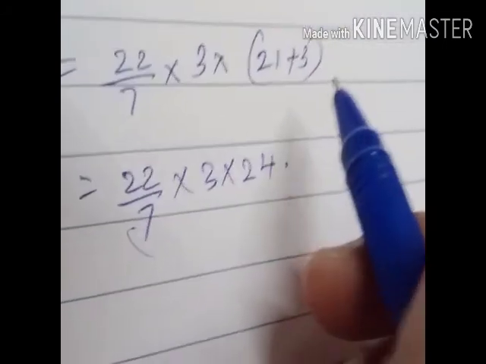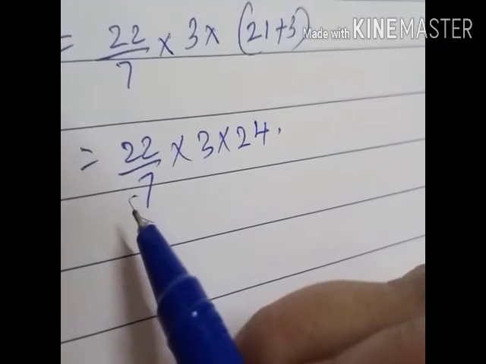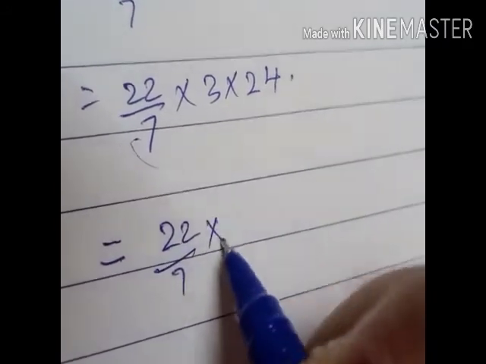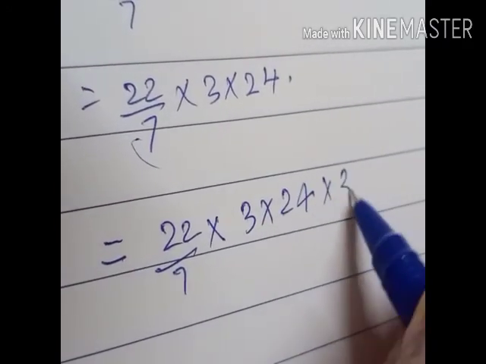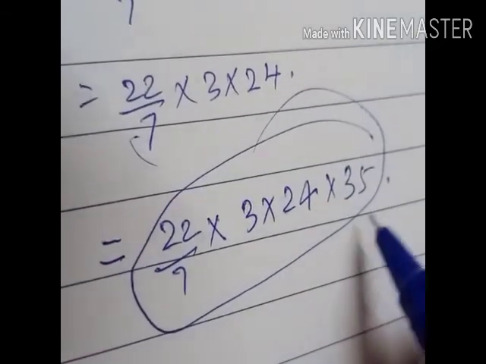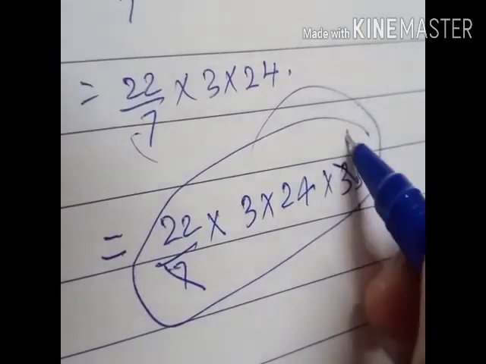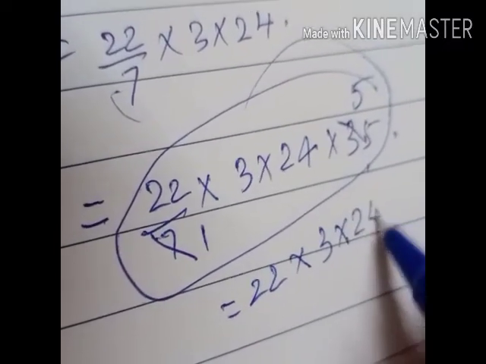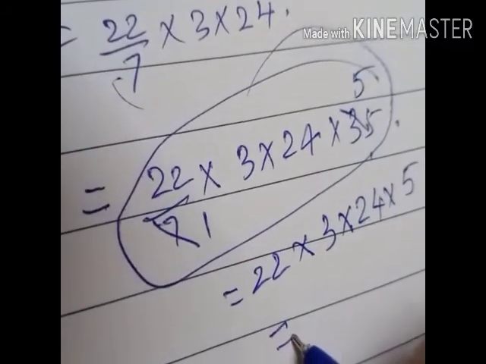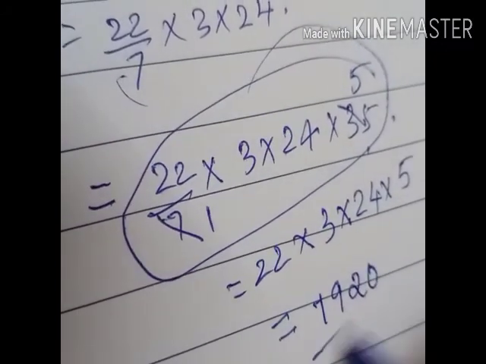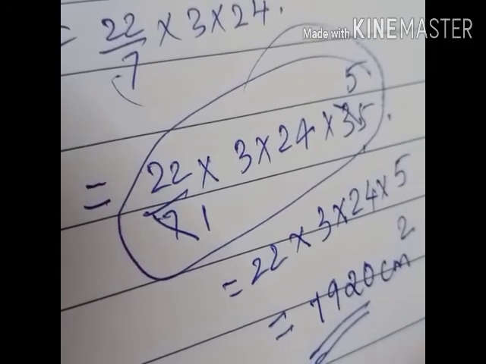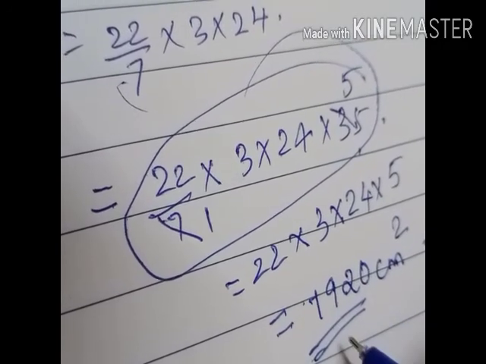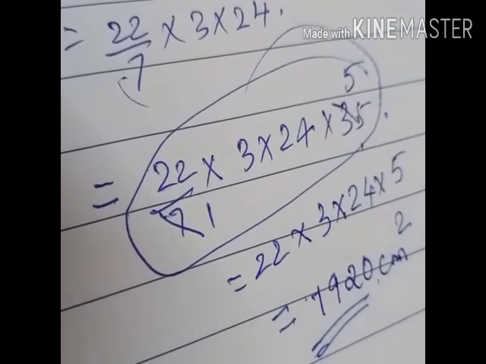This is for one pen holder. But in this question they required it for 35 competitors. So that is equal to 22 by 7 into 3 into 24 into 35. This is the material required for 35 competitors. That we can simplify. Then multiply 22 into 3 into 24 into 5. That will be equal to 7920 centimeter square. This much material is required for 35 competitors.